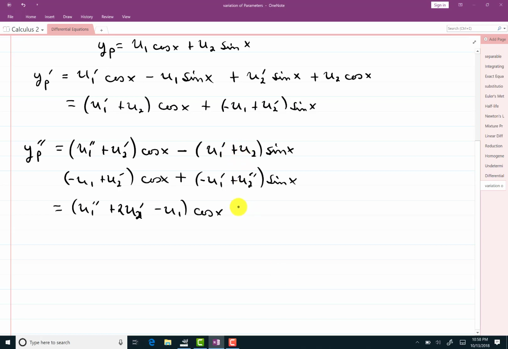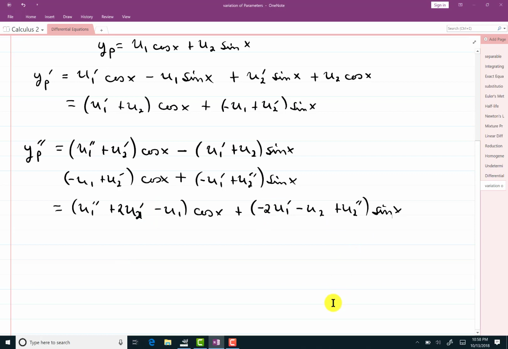And then I think I'm going to go plus negative 2u1 prime, and then I'll have negative u2, but I'll have plus u2 double prime, all that times sine of x. Once again, always scan for some symmetry here. So if I got u1 double prime, I should have a u2 double prime. If I see a u1, I need to see a u2. If I see a 2u2 prime, I need to see a 2u1 prime, and I see all of that stuff.